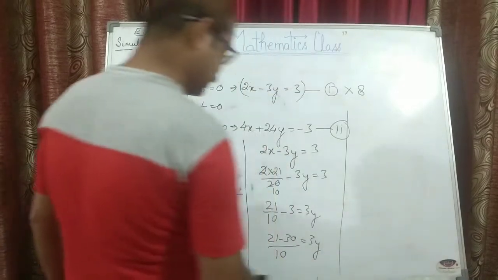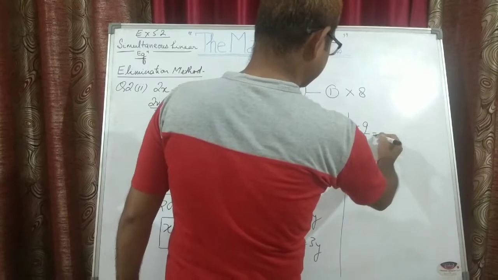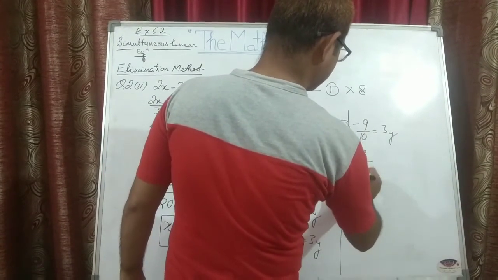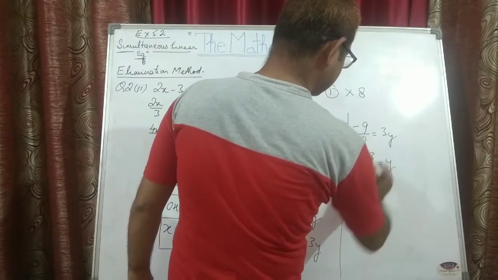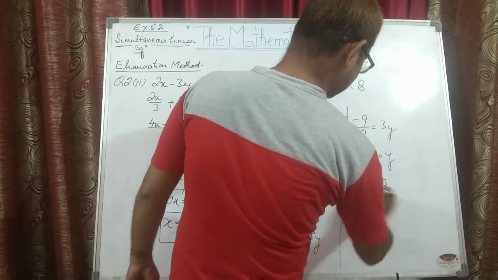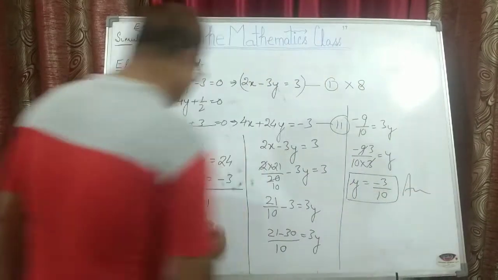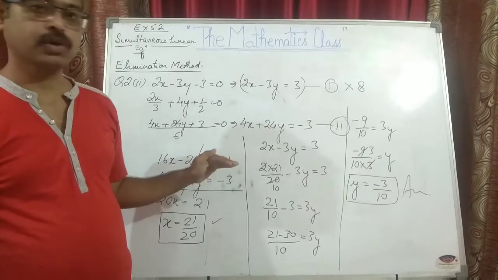It means this can be 21 minus 30 is minus 9 upon 10 is equal to 3y. So minus 9 upon 10 into 3 is equal to y. 3 3s are 9. So the final value of y is minus 3 upon 10. This is the value of y and this was the value of x. This is one way of solving.